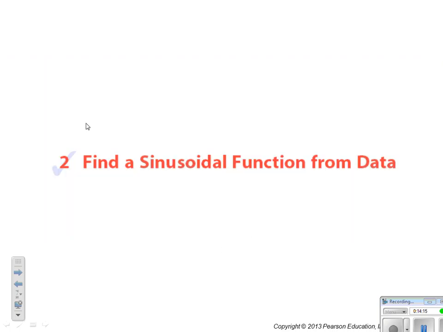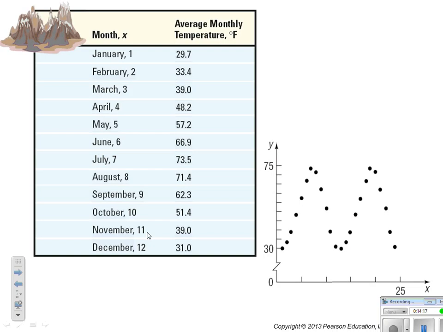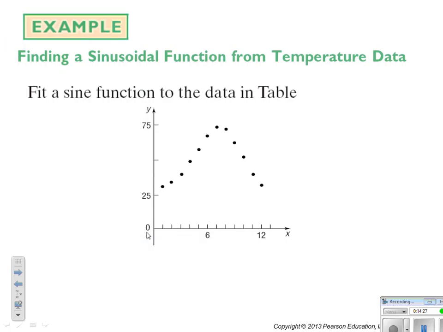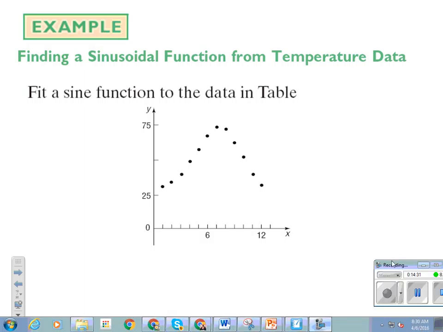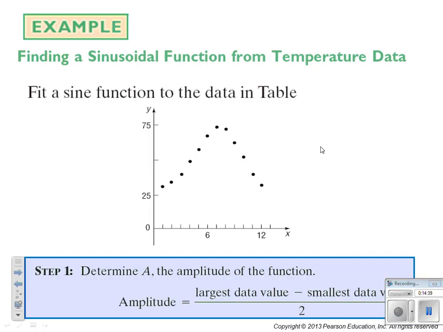All right. If you're given data, like this month data, then you can find a graph that will match up to it. So if we have a set of data in a table, we want to find a sine function that fits the data in this table. So the first thing we're going to do is find the amplitude.